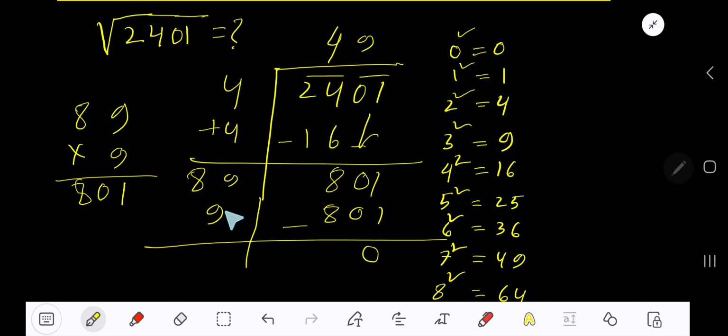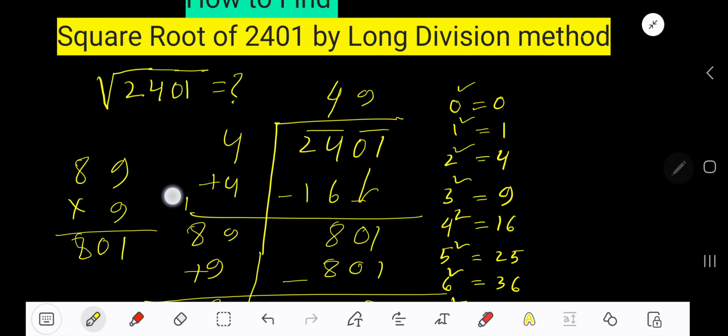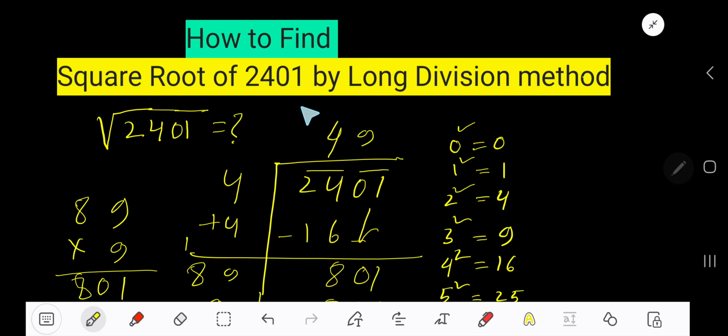Okay, and you need to add 9 plus 9, 18. Write 8, carry 1 to the next column, 9. The double of 49 is 98. Okay, so the square root of 2401 by long division method is 49.